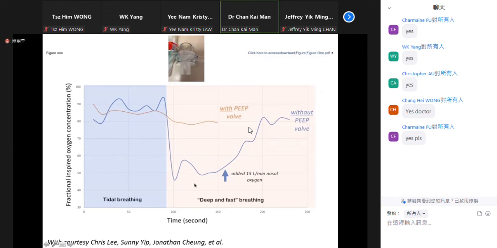consistent with previous findings. And we tried a similar setting, but with the addition of a PEEP valve. Then the FiO2 can be maintained at about 80%. We also tried to use a nasal cannula in addition to the resuscitation bag, and it also partially alleviated these problems in the setting of without the PEEP valve.